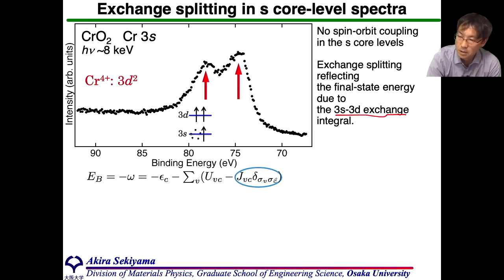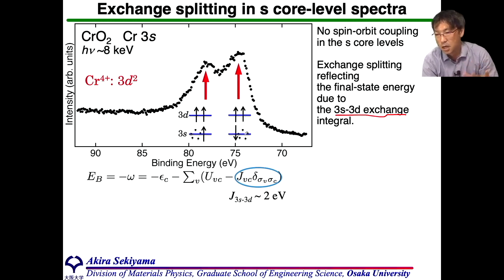Namely, if this core electron is excited, downspin excitation, no exchange interaction between the 3D electrons. On the other hand, if the upspin electron is excited, in the initial state, the exchange interaction is active for originally this electron. Therefore, the final state energy is different between these two configurations, and energy split is about 4 electron volts. Therefore, this exchange energy is half of this splitting, namely around 2 electron volts.